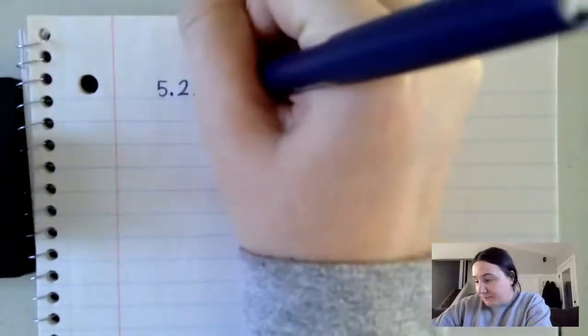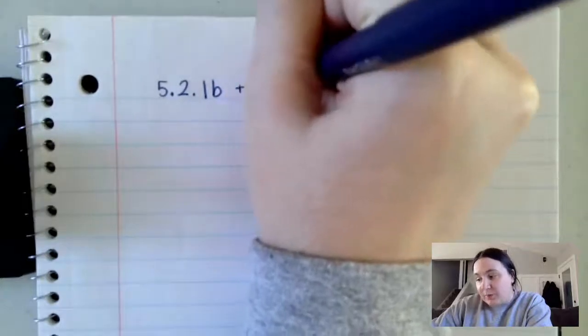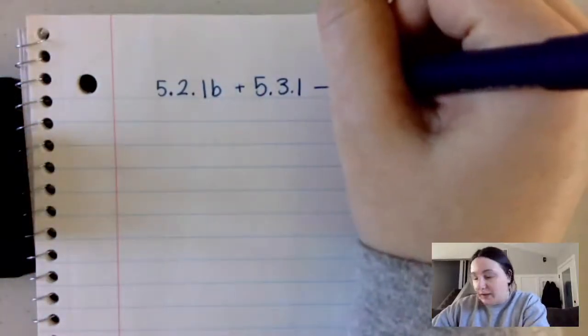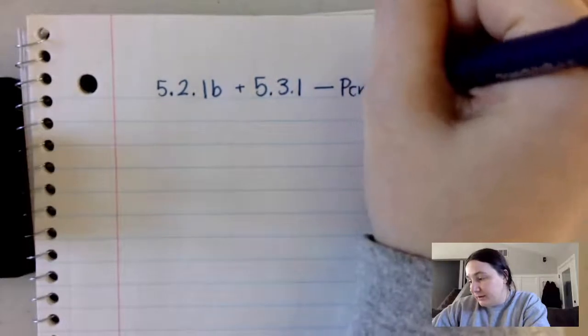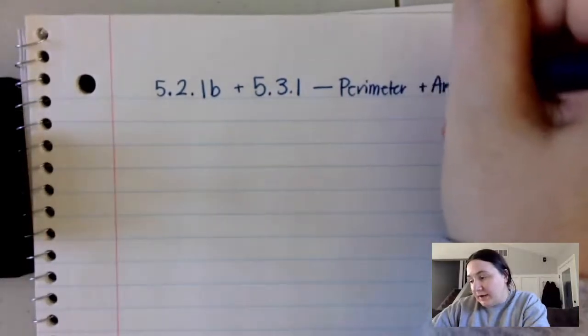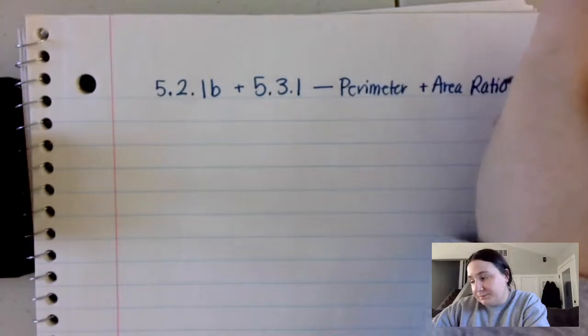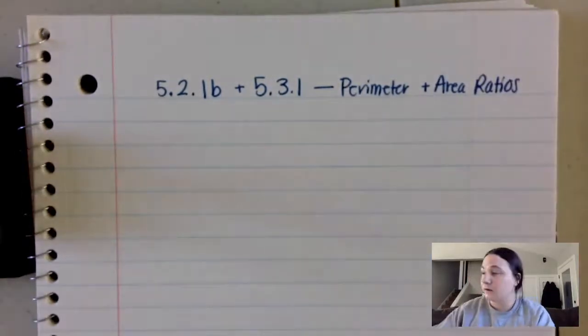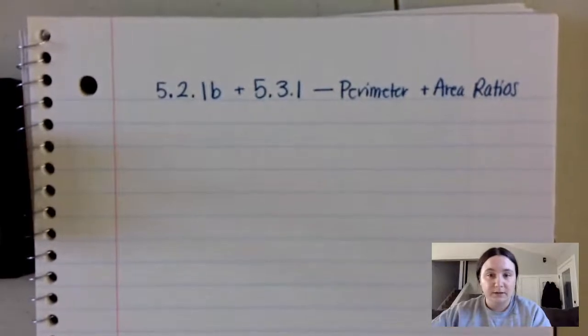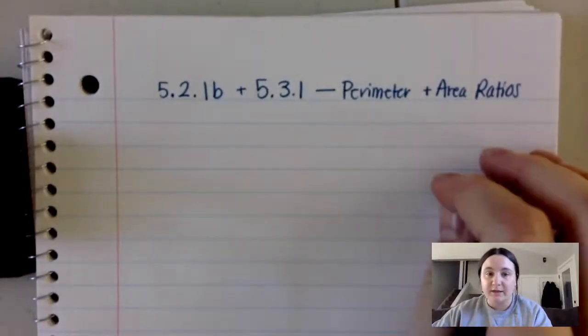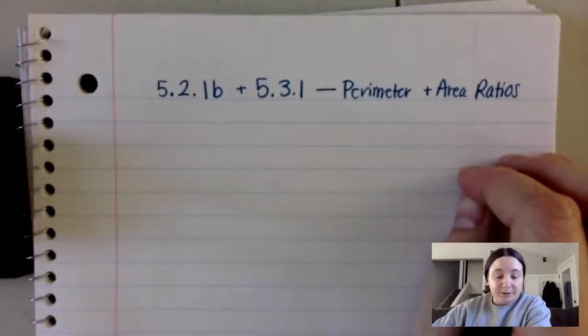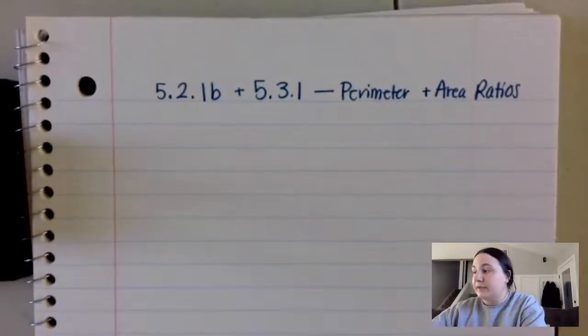Hello. Today we're going to go through two learning targets, the 2.0 and the 3.0. And these are 5.2.1b and 5.3.1. And these are both talking about the perimeter and area ratios. As we're going through these notes, if you need to pause to make sure that you are caught up, you can do so and then just continue watching.